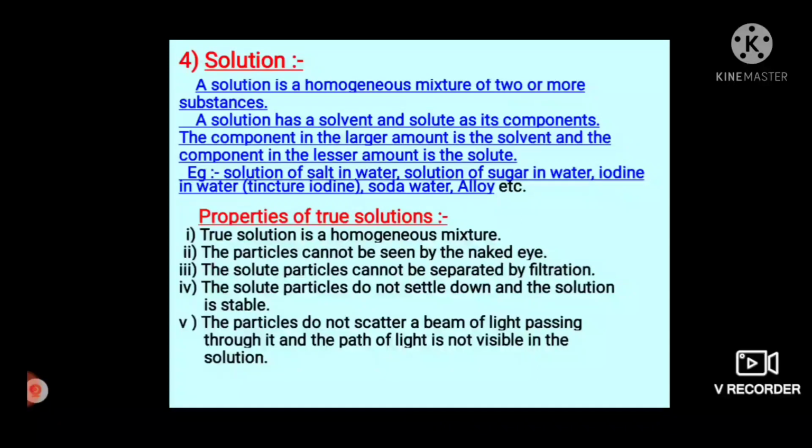And it is not possible to separate the salt and water by filtration methods. The solute particles do not settle down and the solution is stable. The particles do not scatter a beam of light passing through it, and the path of light is not visible in the solution. Those are the properties of a true solution. In the next class, we will discuss what is a colloid and a suspension.